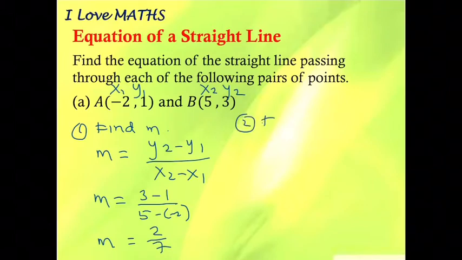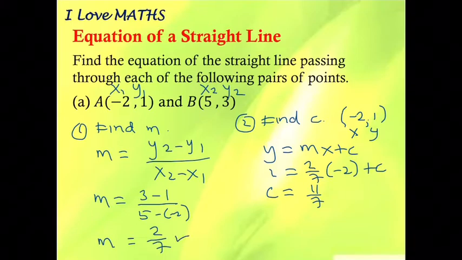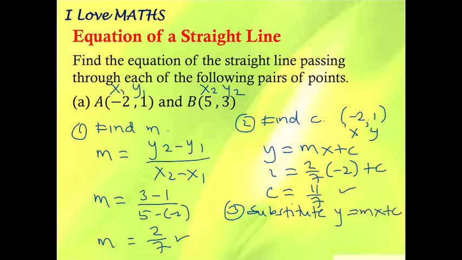Second step is to find the value of c, or the y-intercept. Choose any point, it could be A or B, so let's choose A, and use this as the values of x and y, substituting to the formula y equals mx plus c. And the value of c is 11 over 7. So we have the value of the gradient and the value of the y-intercept. We can now substitute it to our formula y equals mx plus c. So the equation is y equals 2 over 7 x plus 11 over 7.